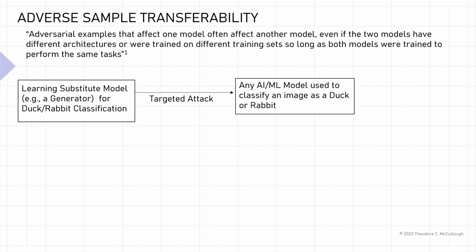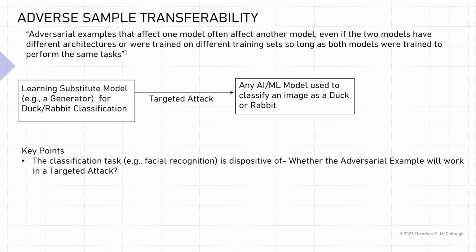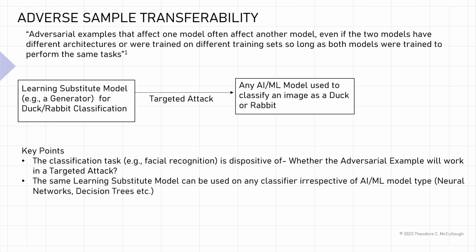Imagine you have a learning substitute model, for example, a generator for a duck-rabbit classification problem, and you use that to conduct a targeted attack against any AI/ML model used to classify an image as a duck or a rabbit. Key points here are really that the classification task, for example, facial recognition, is dispositive of whether the adversarial model will work in a targeted attack. Next, the same learning substitute model can be used for any classifier irrespective of AI/ML type, neural networks, decision trees, etc. And finally, no access to the training data of the classifier model is required to mount an attack.